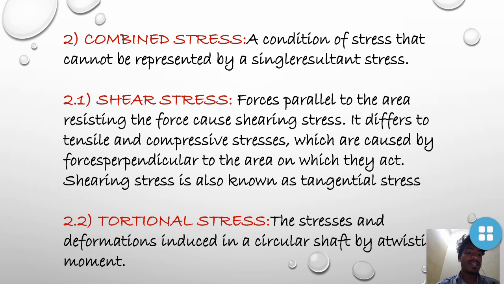So combined stress cannot be represented by a single resultant stress. Shear stress: forces parallel to the area resisting the force cause shearing stress. It differs from tensile and compressive stresses, which are caused by force perpendicular to the area on which they act. Shearing stress is also known as tangential stress.